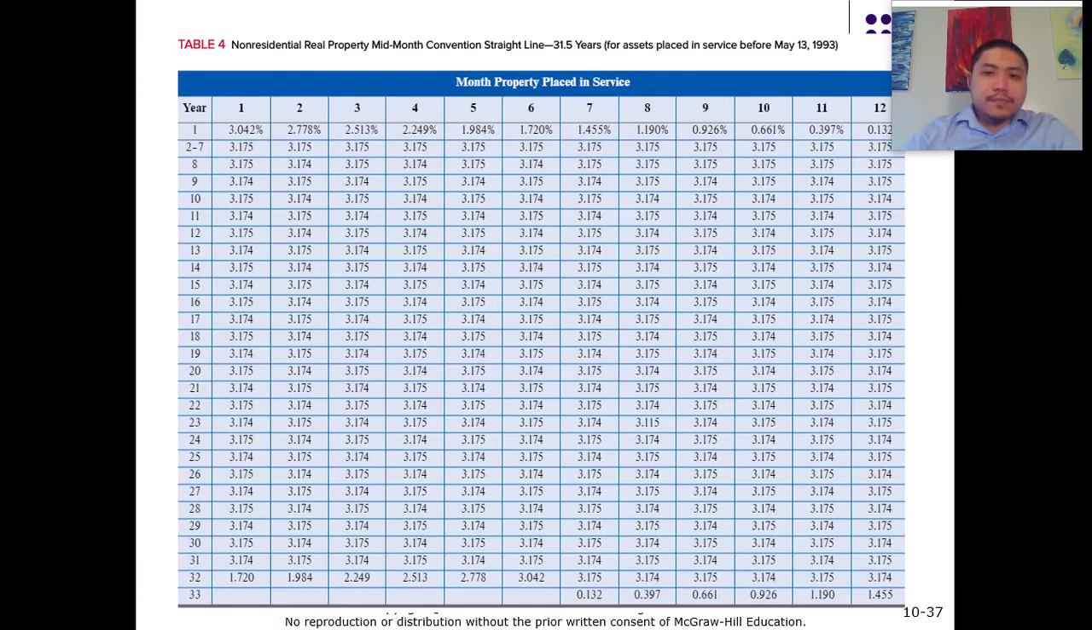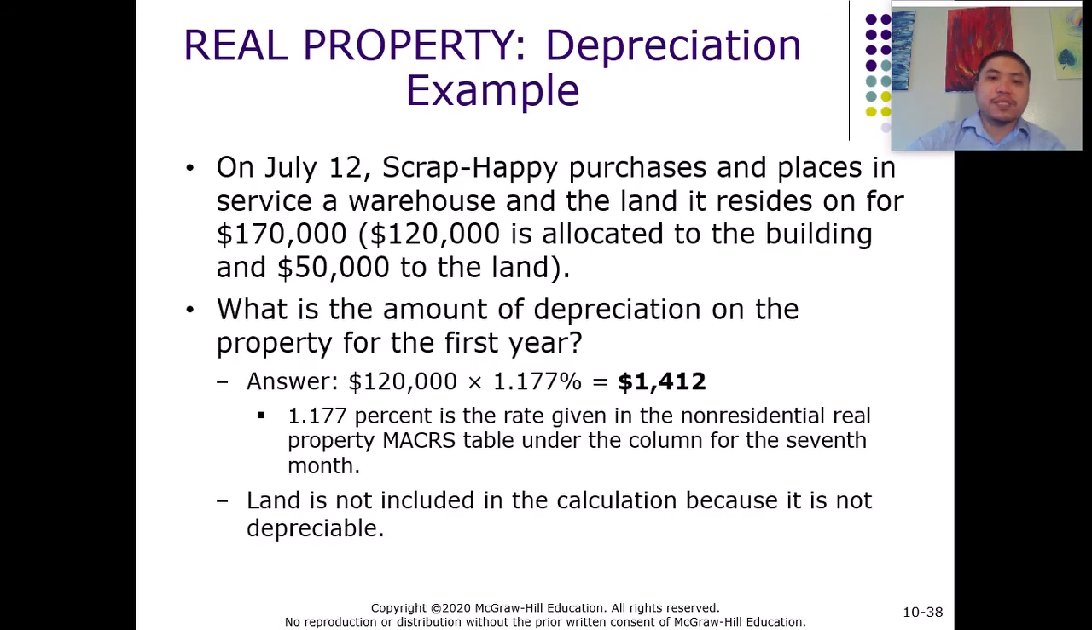And then finally, this is the table for non-residential properties that are placed into service before May 13th of 1993. Since the recovery period is 31.5 years, it looks quite different from this table. But still, the way we use this is exactly the same. Depending on the month that the property is put into service, and depending on the year that we try to calculate the depreciation expense, we select the correct rate. All right, so let's look at this example.